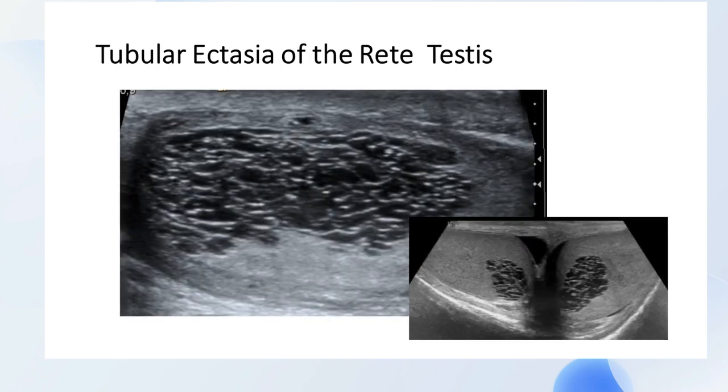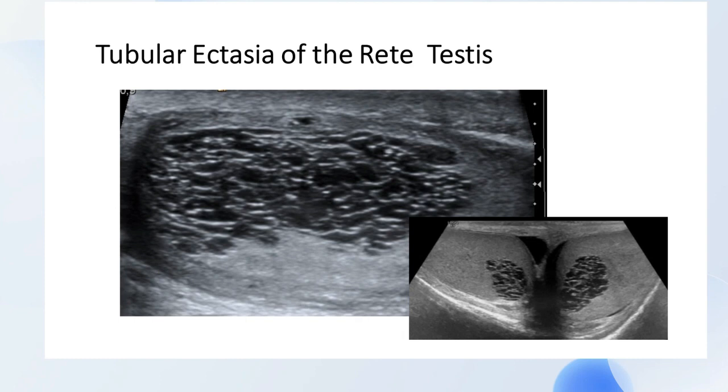So again, this is the anatomy. You must know the distinction between the scrotum, the transition to the tunica vaginalis, and also to the testicle. You can see here there are small tubular structures which are anechoic. They appear serpiginous inside the testes. So this is what we call tubular ectasia of the rete testes.